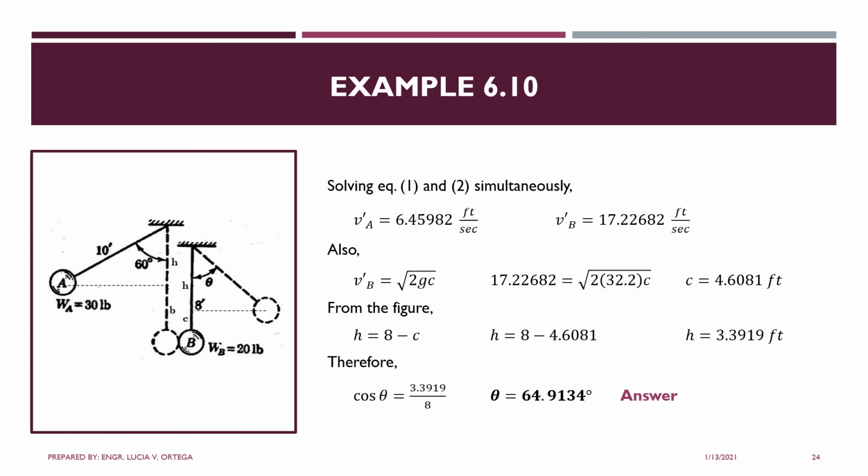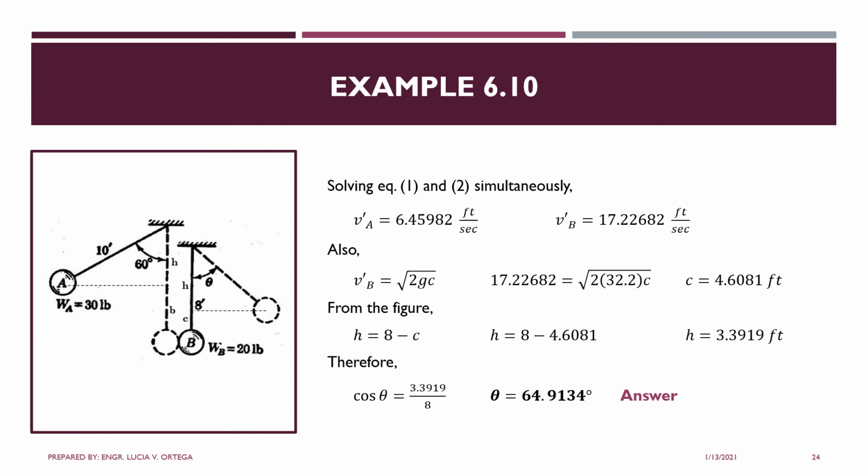From the figure, h is 8 minus c. So h is 8 minus 4.6081, which is 3.3919 feet. The height that you have to consider, initially that is the position, then it moved from here. The height that you have to consider is this one. On the other side, the height that you have to consider for velocity, square root of 2gh, is b. It just happened that h is equal to b, 5 feet.